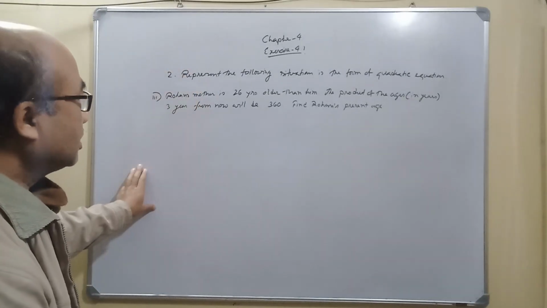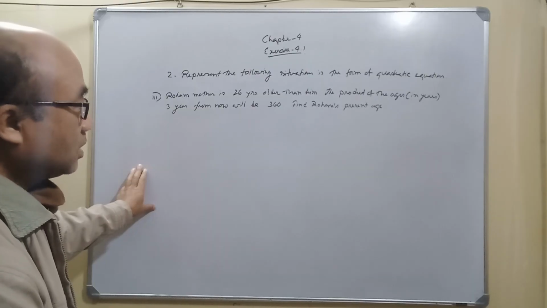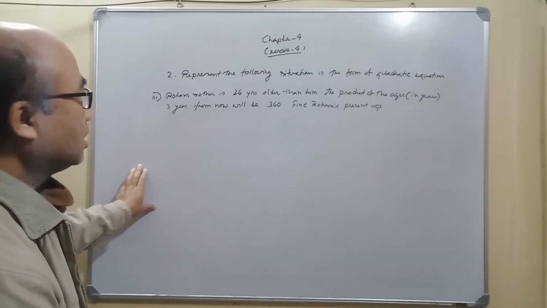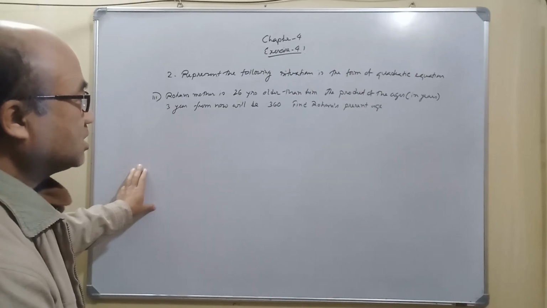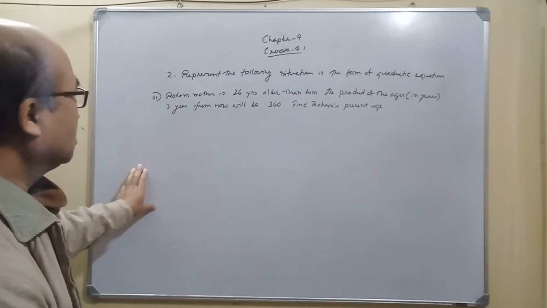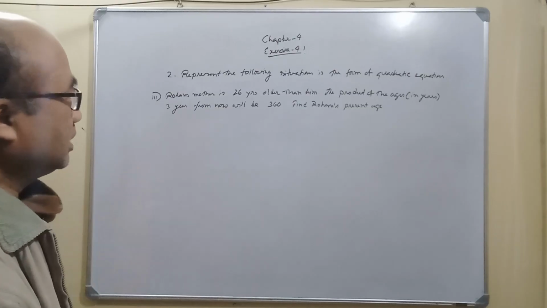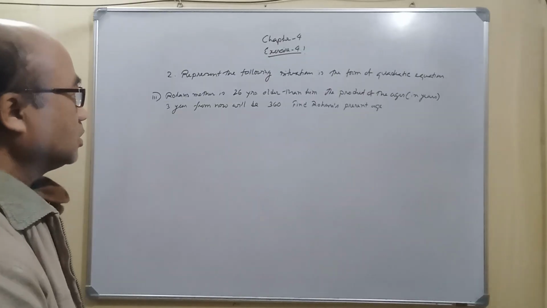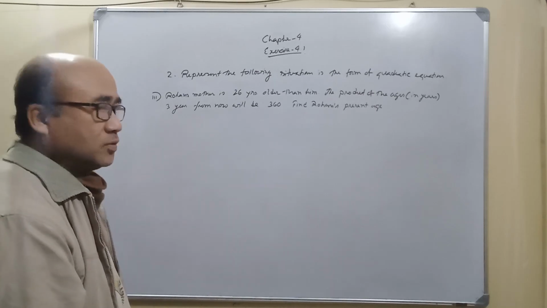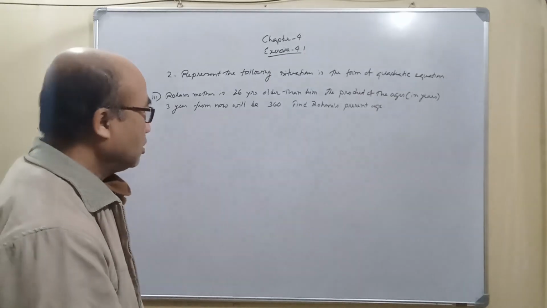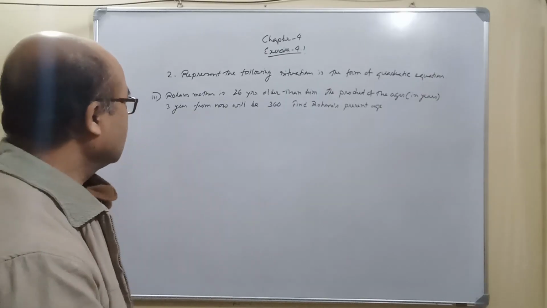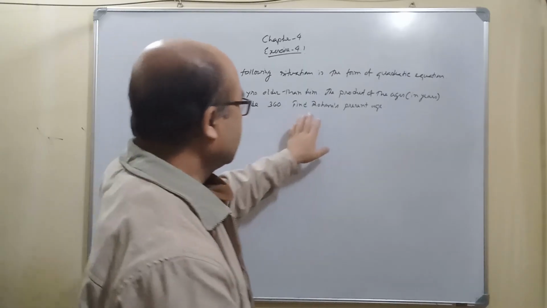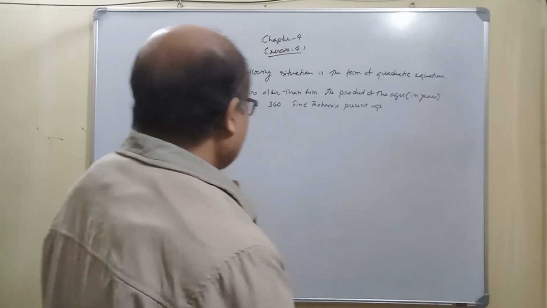Rohan's mother is 26 years older than him. The product of their ages in years 3 years from now will be 360. Find Rohan's present age. So we need to find Rohan's present age. First we convert this problem to a quadratic equation so that we can solve it and get Rohan's and his mother's age also. Let us solve it.